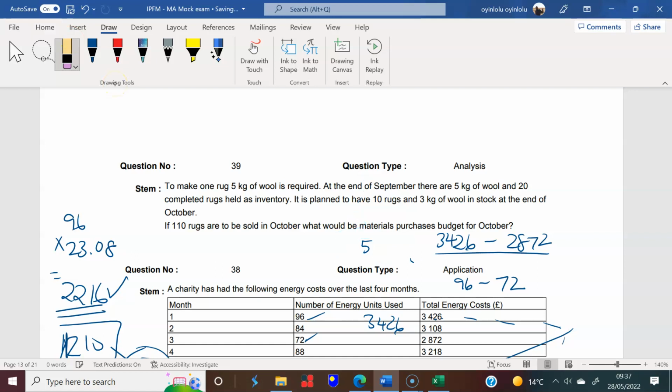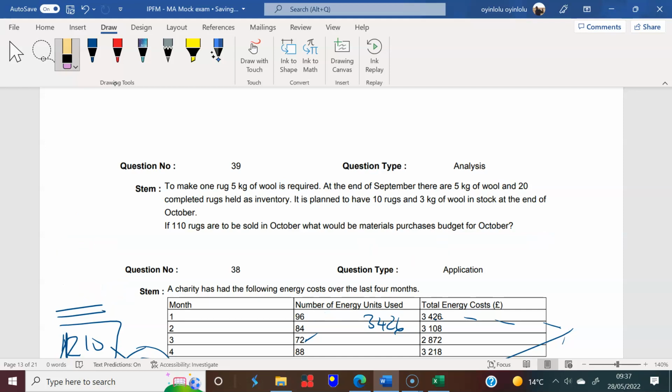And let's just clean this area up so we can do question 39. Give this a bit of a clean. Yes, let's just clean that all up. So what do we have here? Again, we take that same process. I ask the question, how many rugs do I have at the beginning of October? You have 20 rugs. I need to make so many. I intend on selling 110, and I want to have 10 rugs at the end of October.